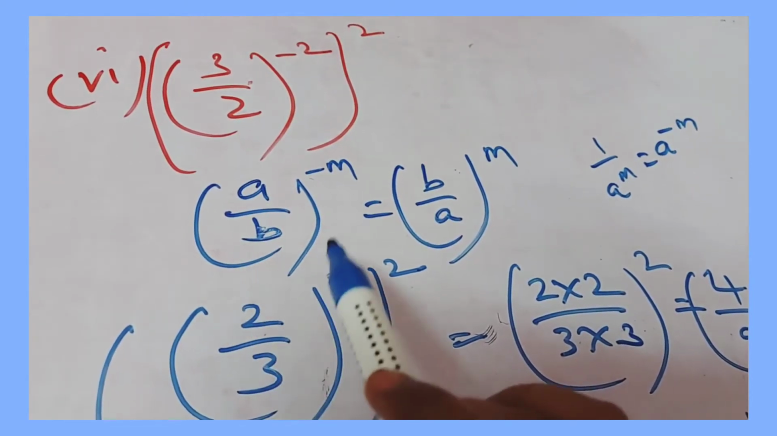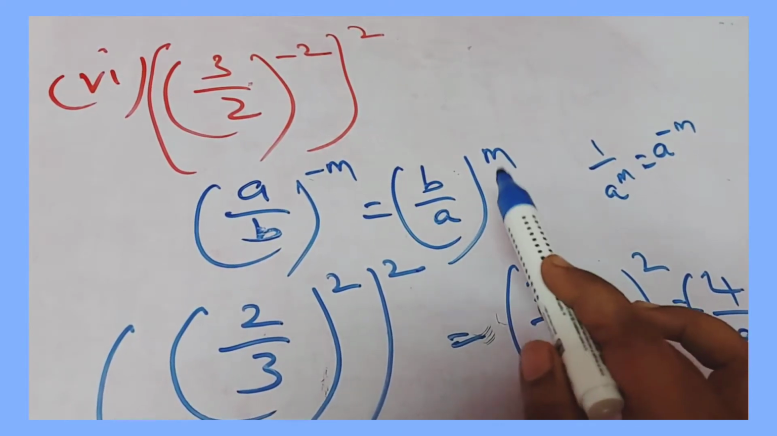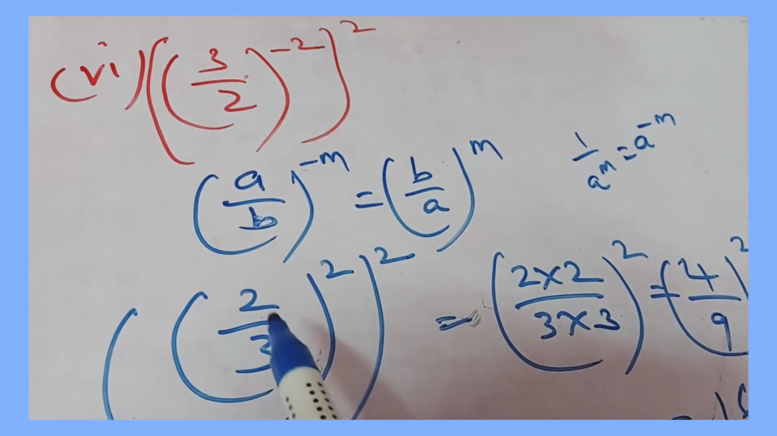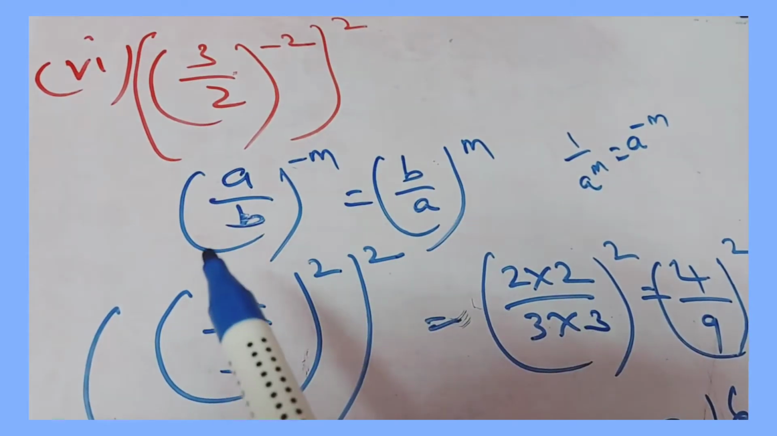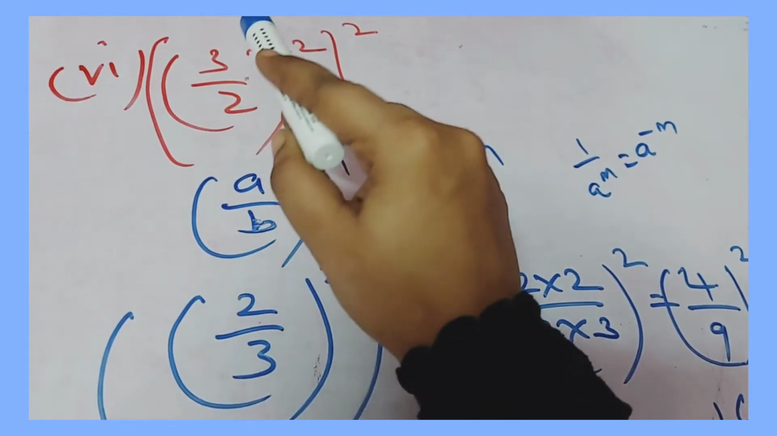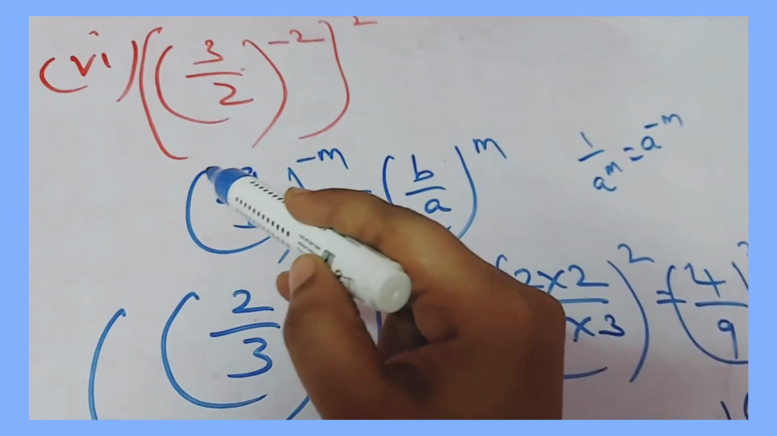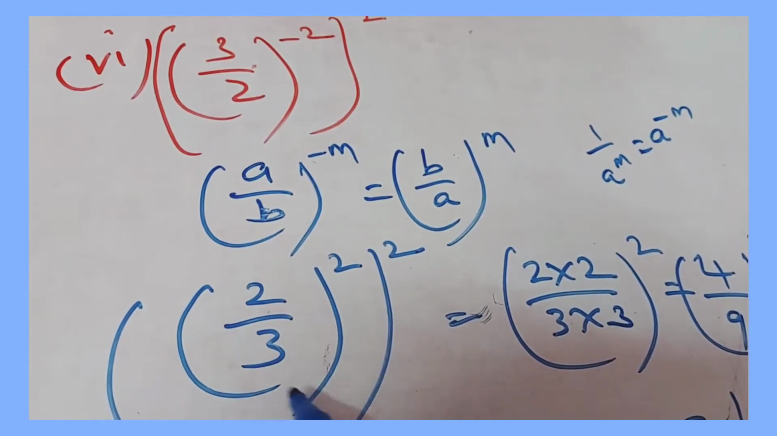Okay, a by b whole to the power of minus m is equals to b by a. You can take b by a whole to the power of m. So b by a means 3 by 2 is there, means you can take 2 by 3. Okay, if whole power is there, then you have to take like this. Okay, if power is there on 3, power minus 2 is there, if power is not there on 2, whole power bracket is not given, means don't take this. Okay, so you take 2 by 3 whole square.